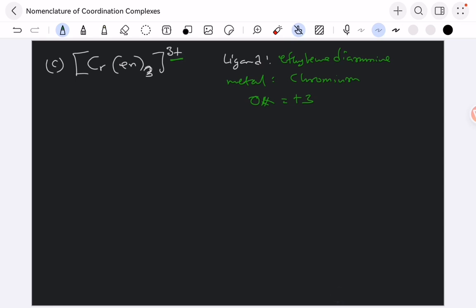Now the tricky part is ethylenediamine is a complex compound. So whenever we are dealing with a complex ligand, we cannot say triethylenediamine, it doesn't work. So here we use what we call tris. So this will be called tris. We close, then we say ethylenediamine. Then we mention the metal, which is chromium, then the oxidation number 3.